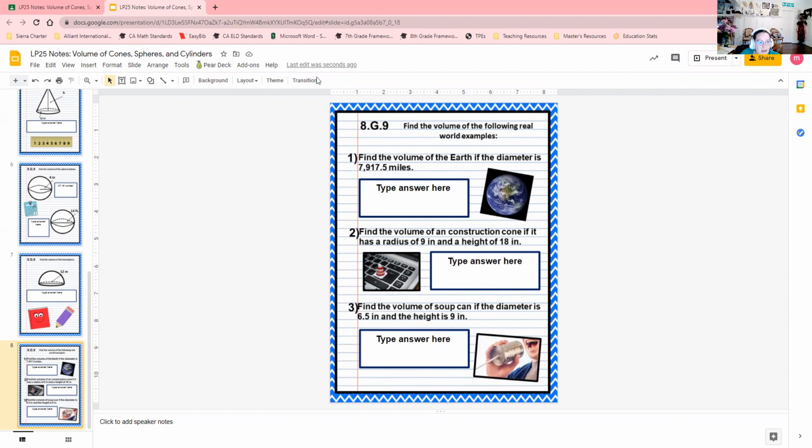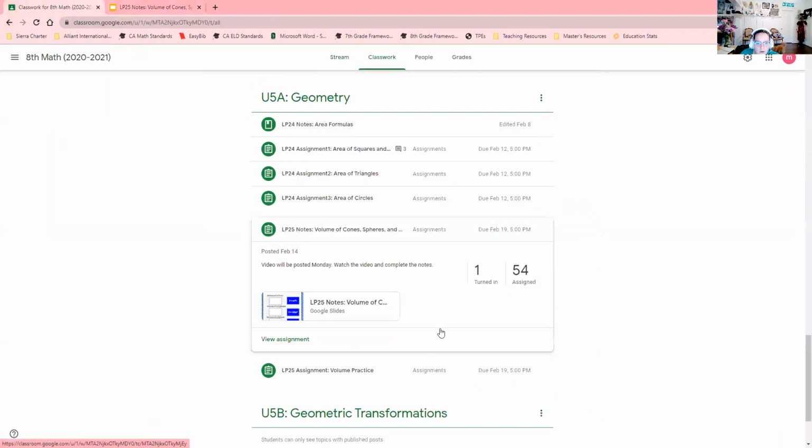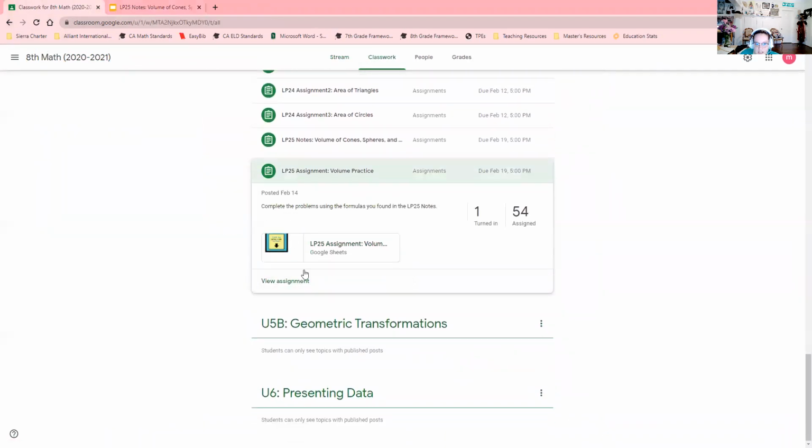All right. Excellent. The last piece that you will need to worry about this week is your assignment, which just has you practicing finding volume, just like we did in our notes.